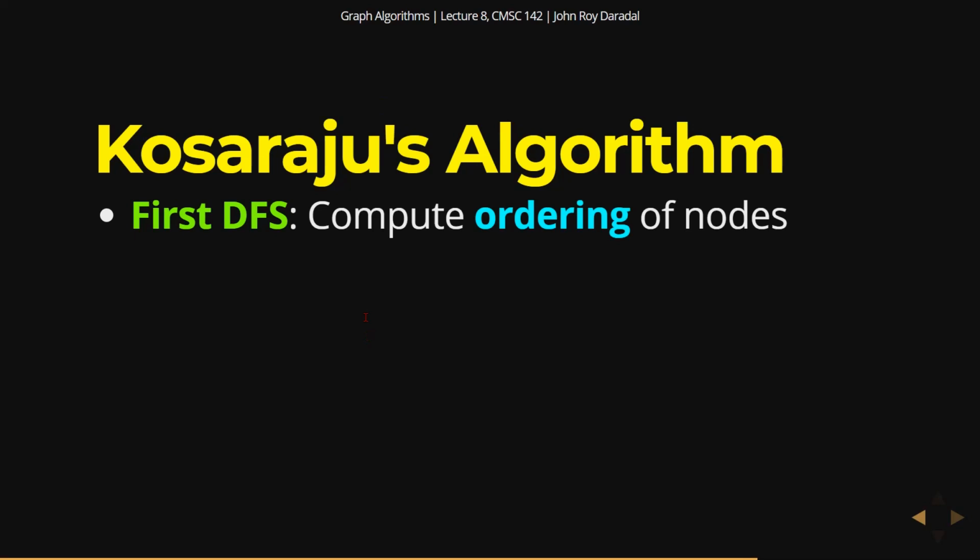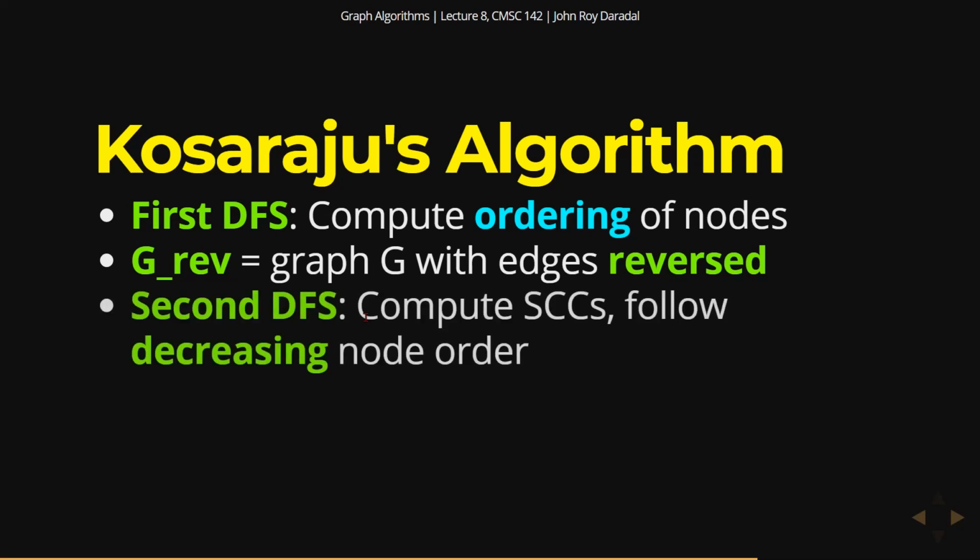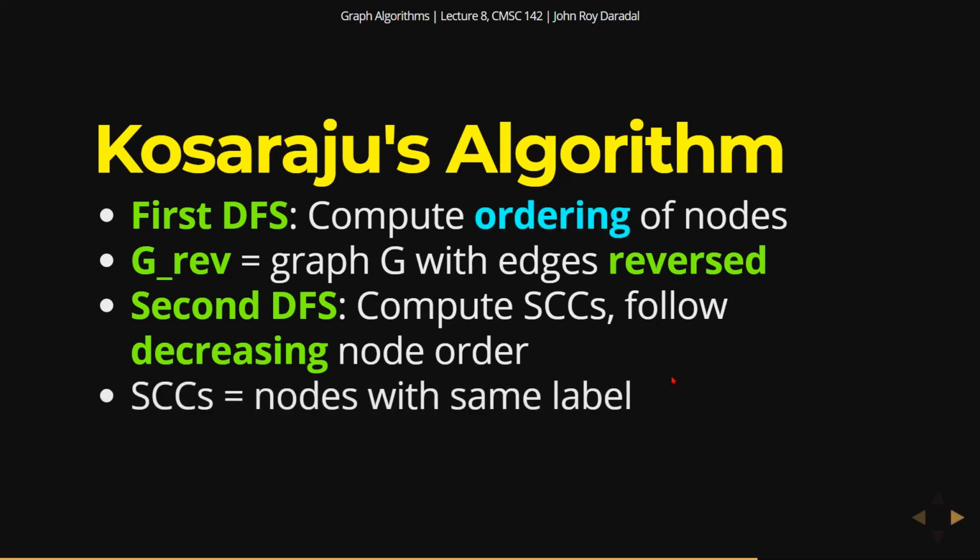So for Kosaraju's algorithm, the first DFS is done to compute the ordering of the nodes. We do this on the reverse graph, or the graph G with edges reversed. Then the second DFS is when we compute the strongly connected components, following the decreasing node order computed earlier in the first run of the DFS. The SCCs would be the nodes with the same label.